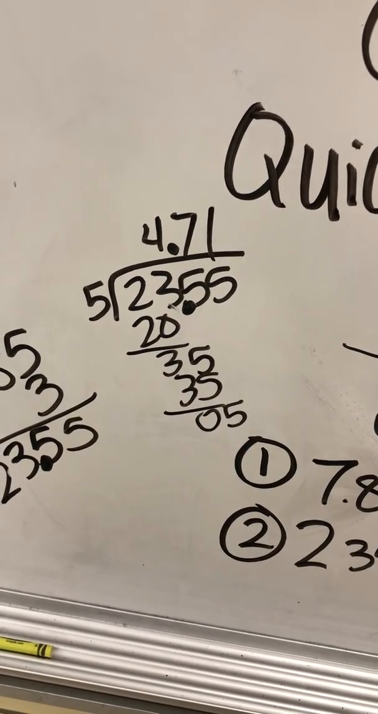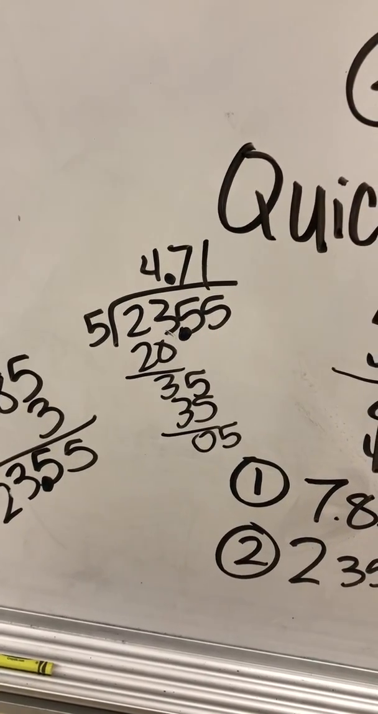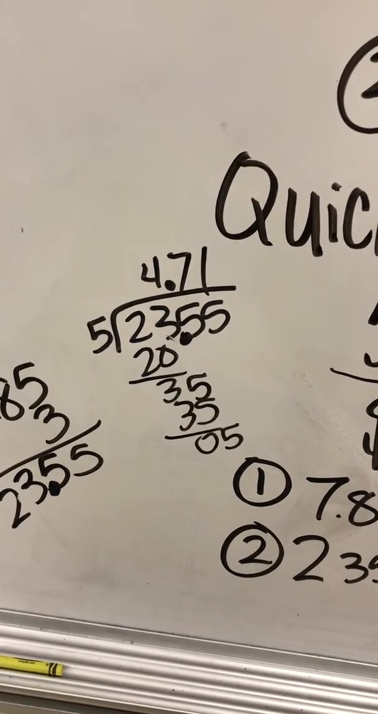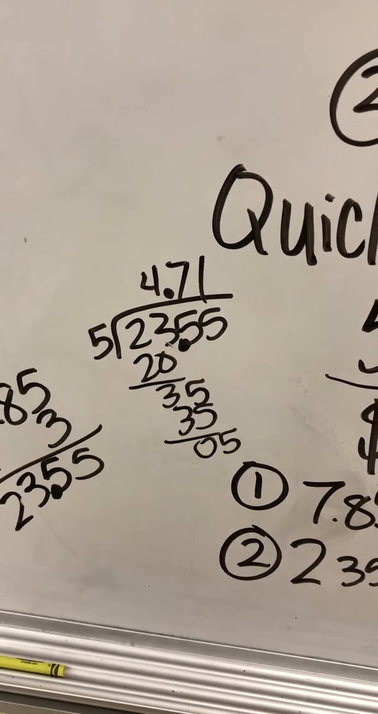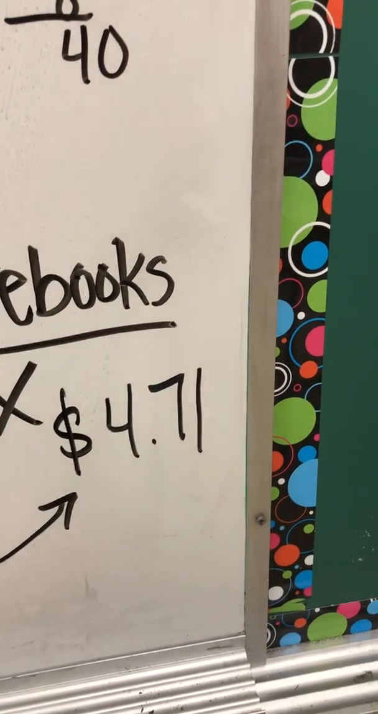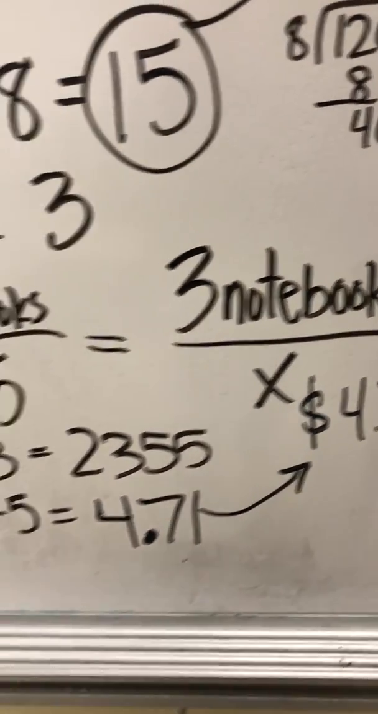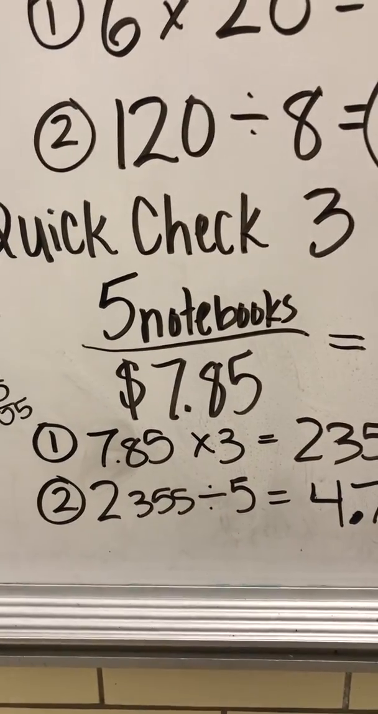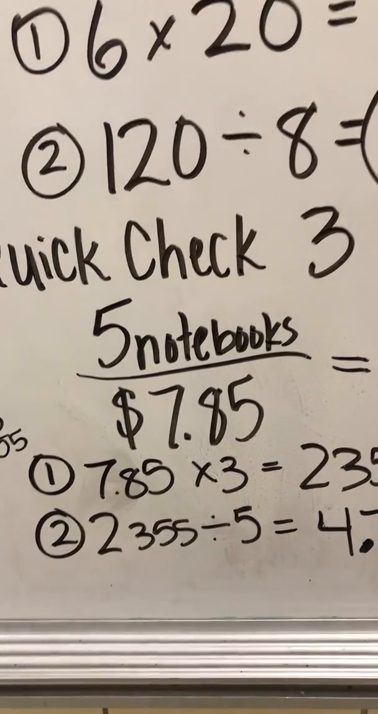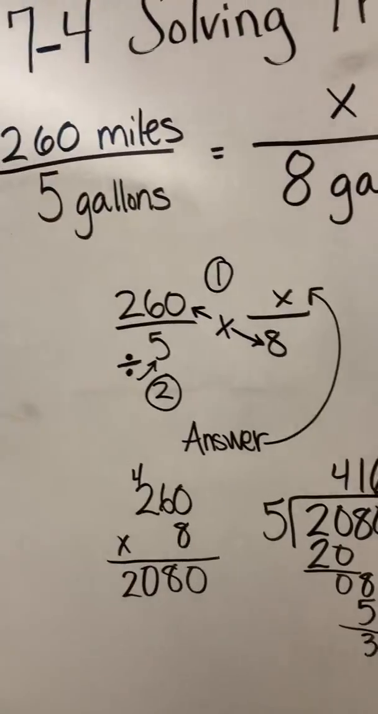5 goes into 23 4 times, 3 is left over, carry down the 5. 5 into 35 is 7. 7 times 5 is 35, and so we go on. The value of x, with our decimal and with our dollar sign, because that's our label, is $4.71 for 3 notebooks, whereas 5 notebooks was $7.85, because that's what our book said. Okay, so there are 3 samples, and there's my one with gallons of gas and the miles that a car can drive.